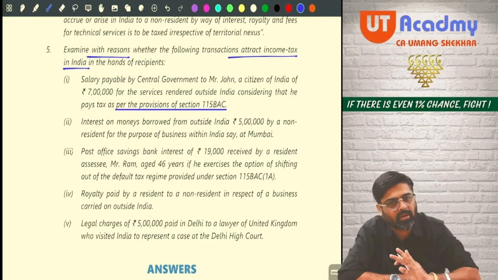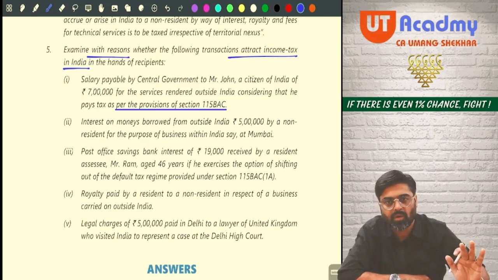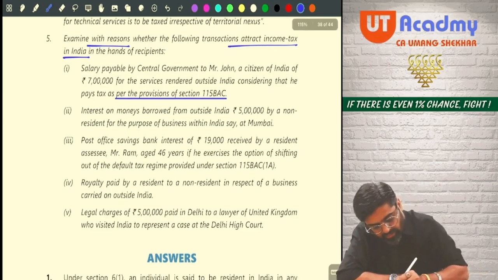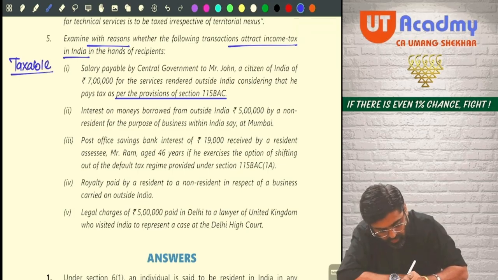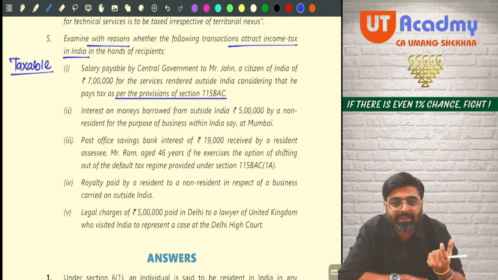But don't worry, they are not going to put you in suspense like this. In the majority of the questions, they will tell you that 115BAC is opted or opted out. Okay? Next one. See, here can I say this 7 lakh is taxable? But don't you think this 7 lakh is salary? It will be taxable under the head salary. So from that, salary head final income needs to be calculated.